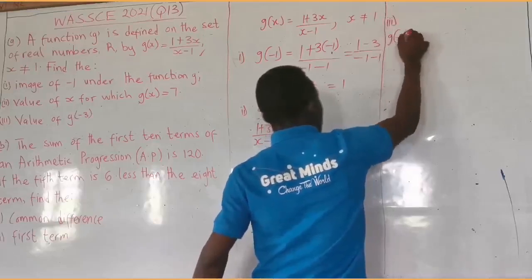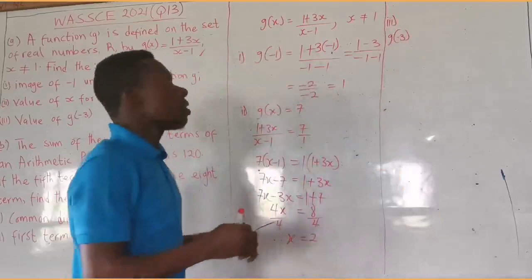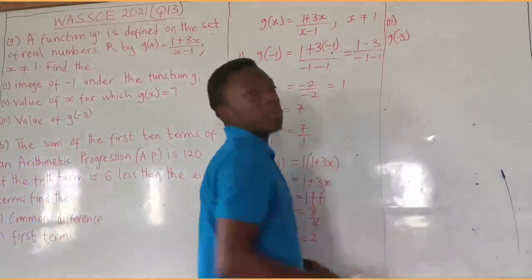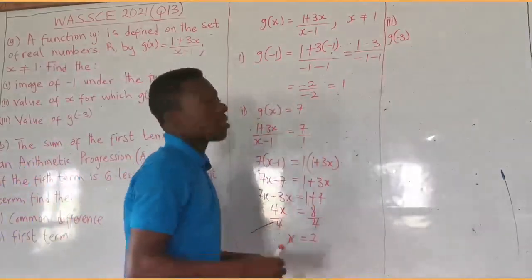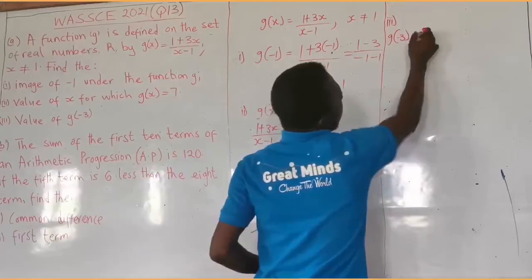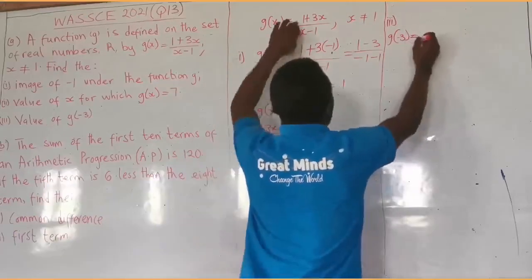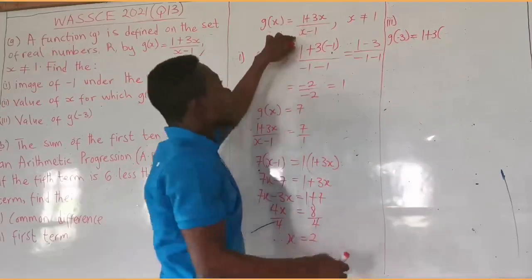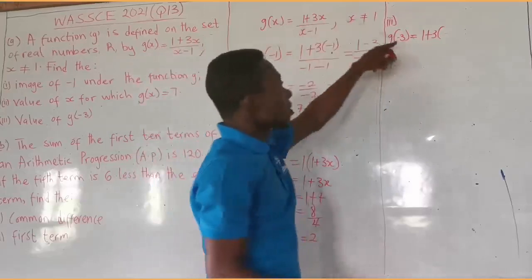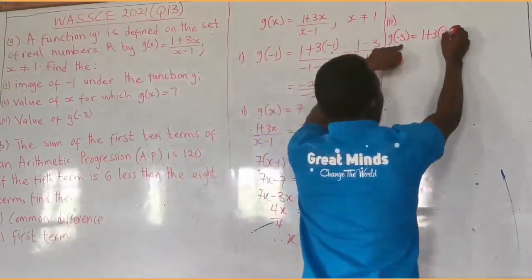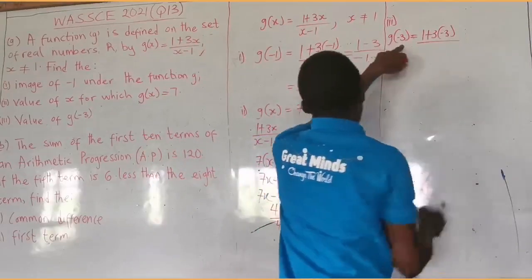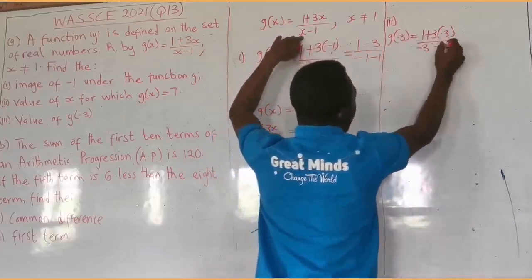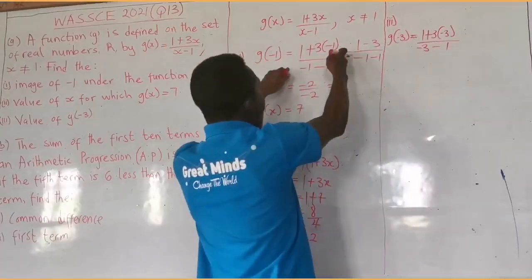G of negative 3. So here we follow the same rule we used for the image of negative 1, right? So wherever you see x, substitute negative 3 in the function g of x, right? So here it becomes 1 plus 3 into brackets. Wherever I see x, I substitute negative 3, so it becomes negative 3, divided by negative 3, which is for the x, this one, negative 1.